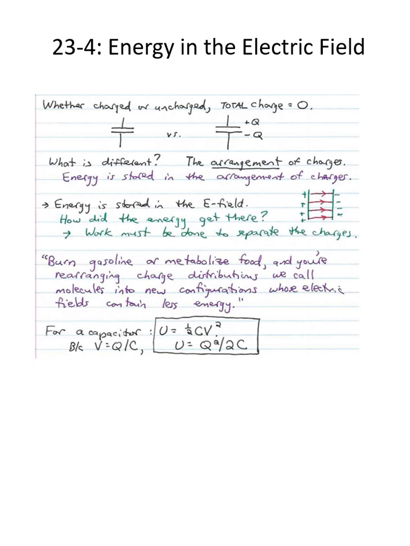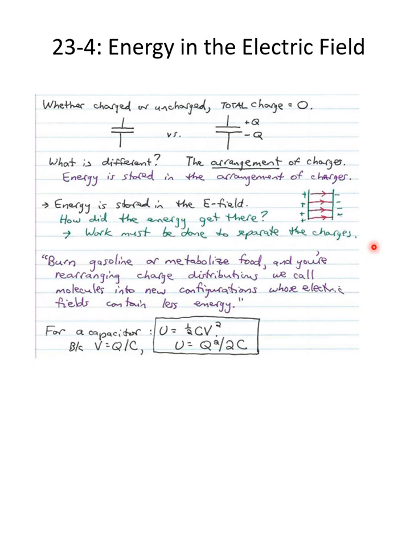So what's the difference between them? Well, the difference is the arrangement of the charges. Energy is stored in the arrangement of the charges. Energy is stored in the electric field. Now, how did the energy get there? This goes back to the beginning of this chapter when I had 3 charges put in an equilateral triangle, and we talked about the work done to move them together. So work must be done to separate the charges.